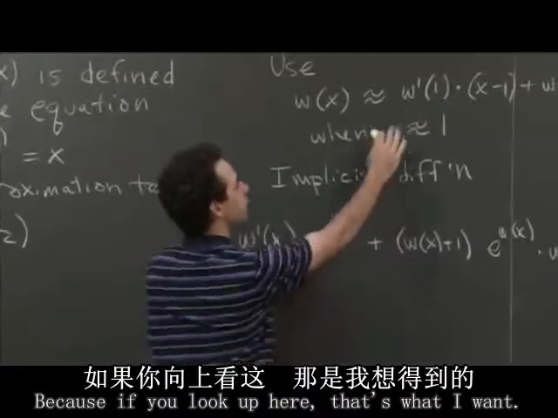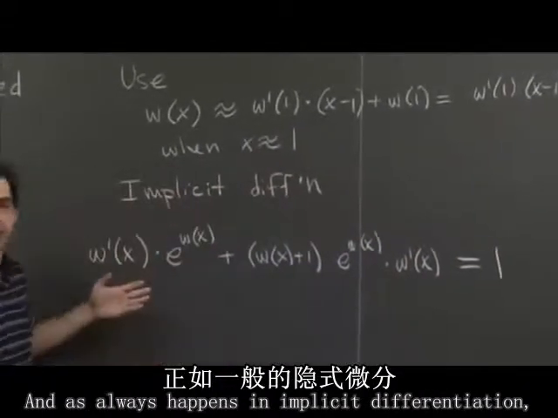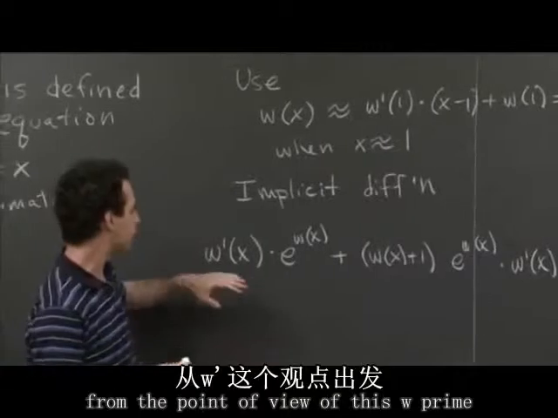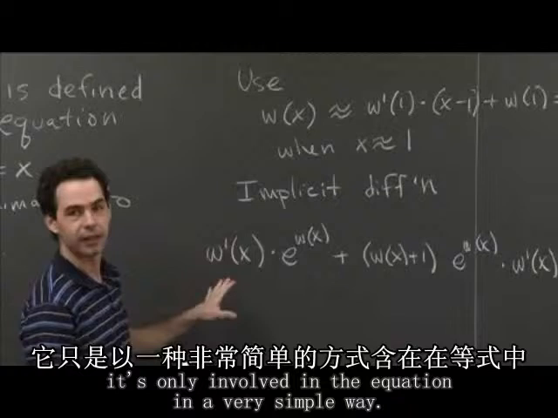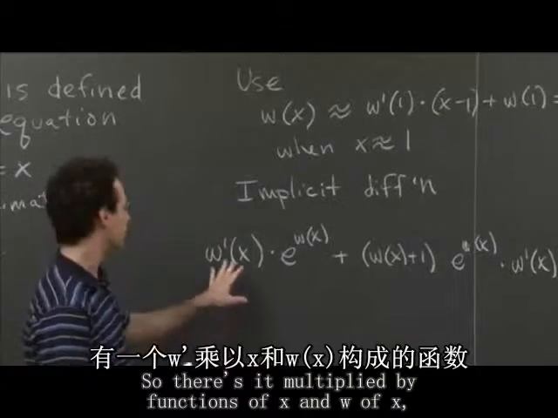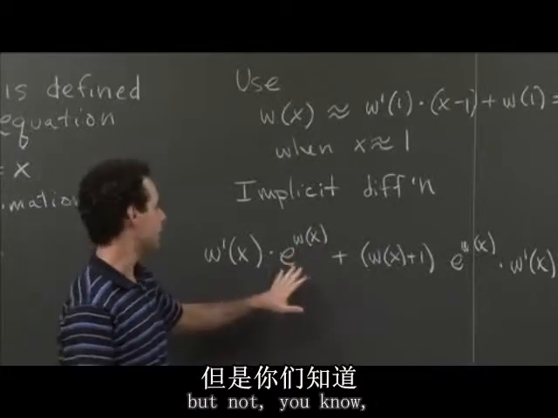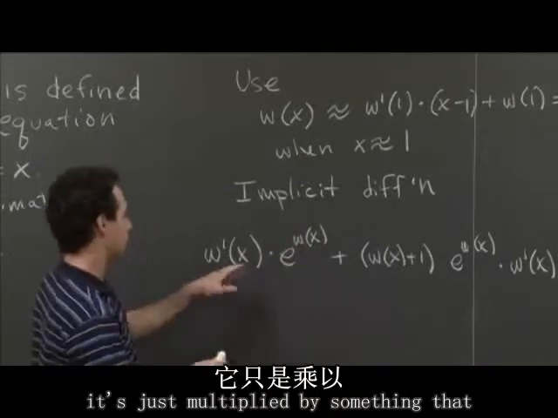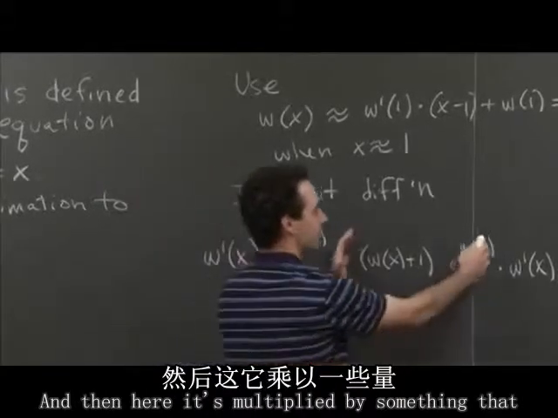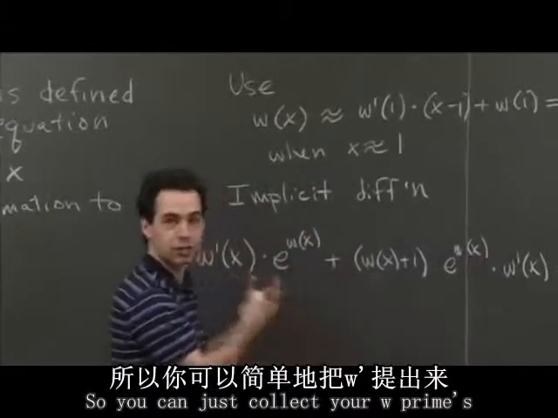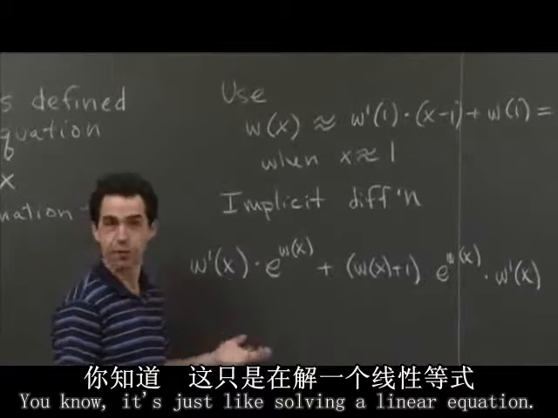Because if you look up here, that's what I want. I want a particular value of w prime. And as always happens in implicit differentiation, from the point of view of this w prime, it's only involved in the equation in a very simple way. So there's it multiplied by functions of x and w of x, but not there. It's just multiplied by something that doesn't involve w prime at all. And then here it's multiplied by something that doesn't involve w prime at all. So you can just collect your w primes and divide through. It's just like solving a linear equation.